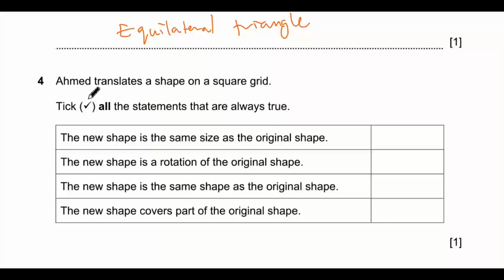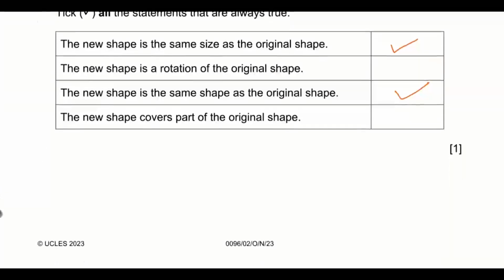Question 4. Ahmed translates a shape on a square grid. Tick all the statements that are always true. The new shape is the same size as the original shape. Yes, that is correct. The new shape is a rotation of the original. No. The new shape is the same shape as the original shape. Yes, that is correct. The new shape covers part of the original shape. That is incorrect. Let's go to question 5.